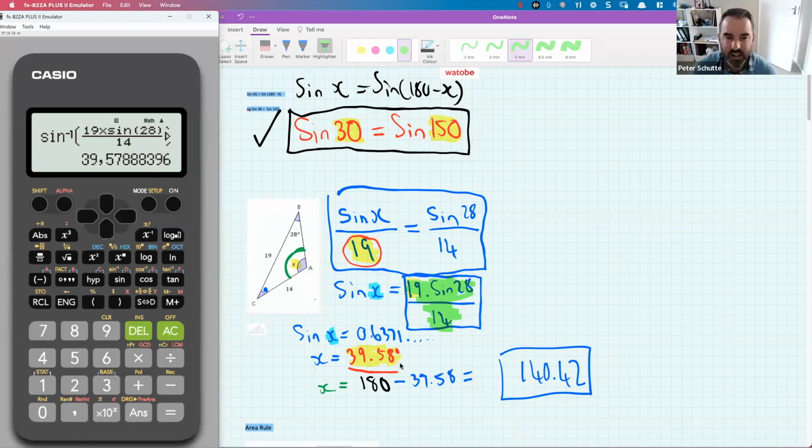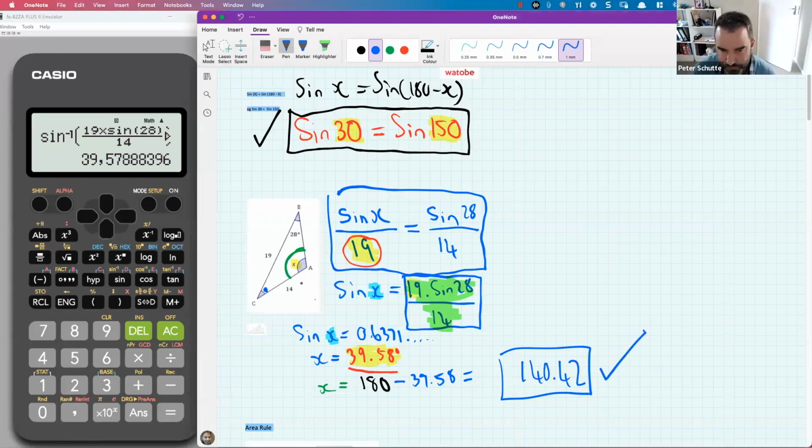Now, because I can visually see that this answer doesn't fit, the only other possibility is 180 minus that angle. And so this is the correct answer that fits this angle here. Okay, now that was a tricky one, and you did so well in the last lesson. I just wanted to start by showing you that it is possible to get two different answers for the sine rule sometimes. But the good news is it's only ever going to be 180 minus the angle.